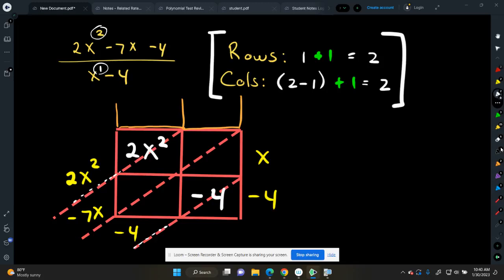What size table should it be? 2 by 2. Ethan, what size table should it be? Give me 2 by 2. Good. And then we draw our diagonals, right, Ethan? Yep.